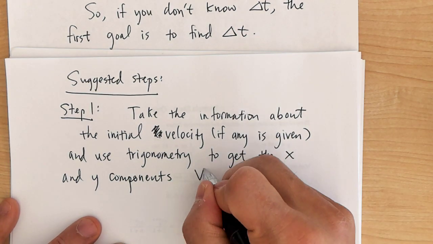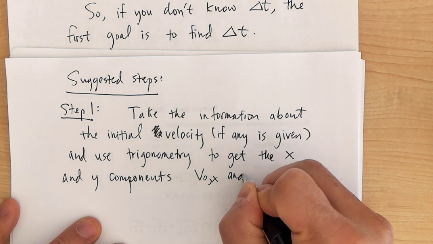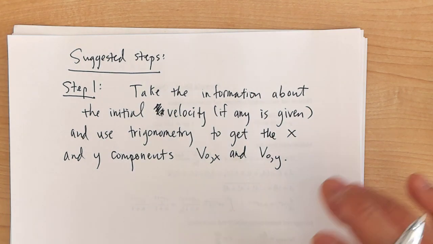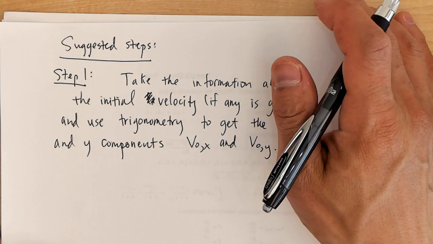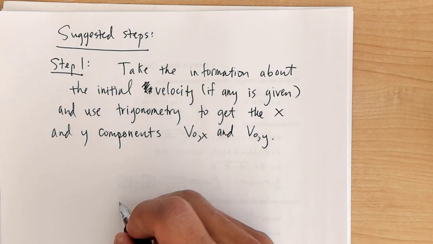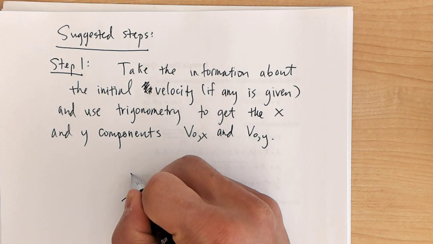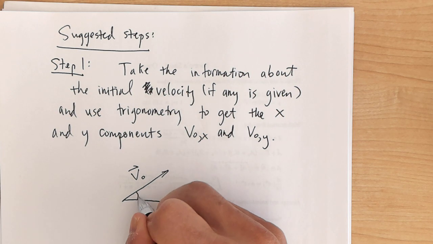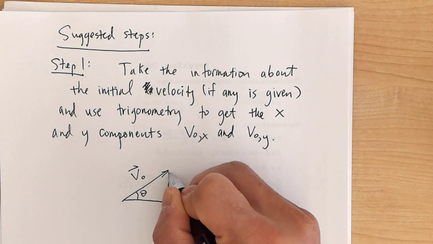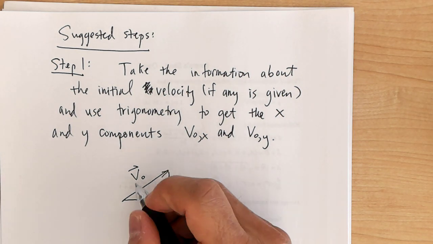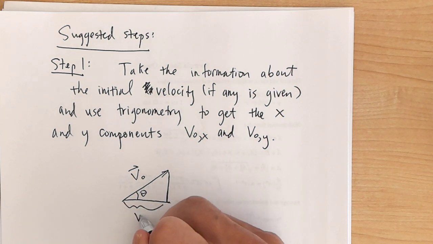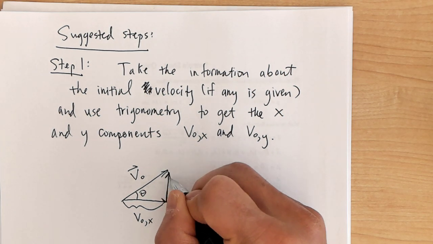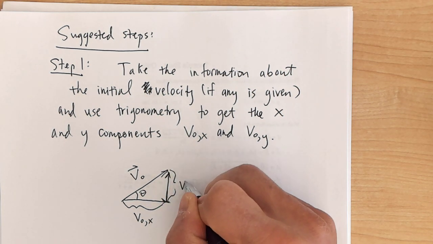Which we'll call v0x and v0y. Okay, that's really a good thing to do. Very often this will be the very first step you do. You're given some initial velocity, you're maybe given some angle, and so now what you can do is you can get the v0x, this guy here, and then you can get the v0y.